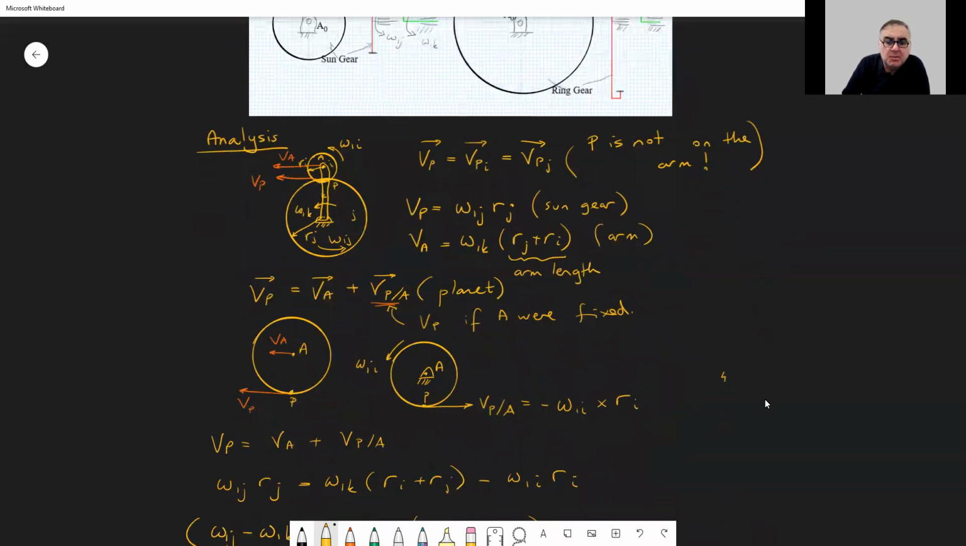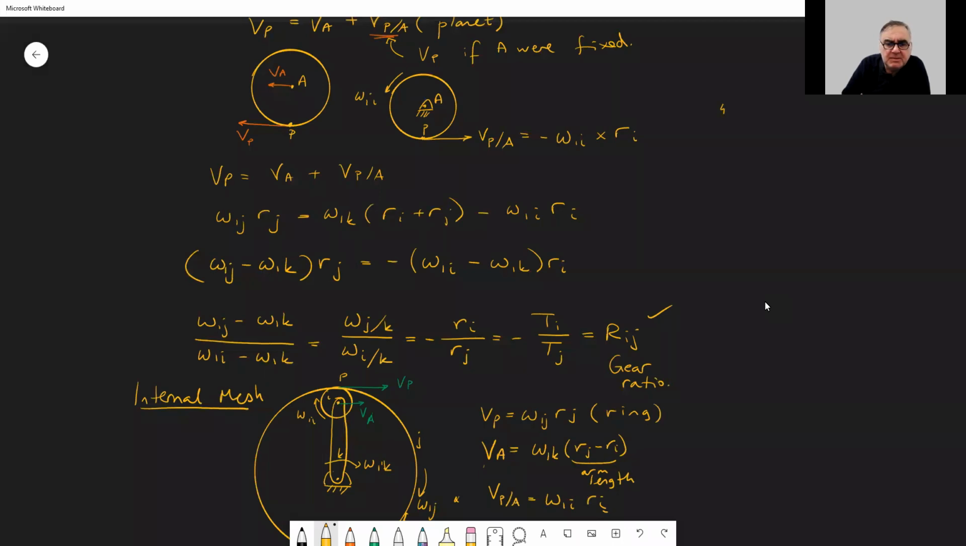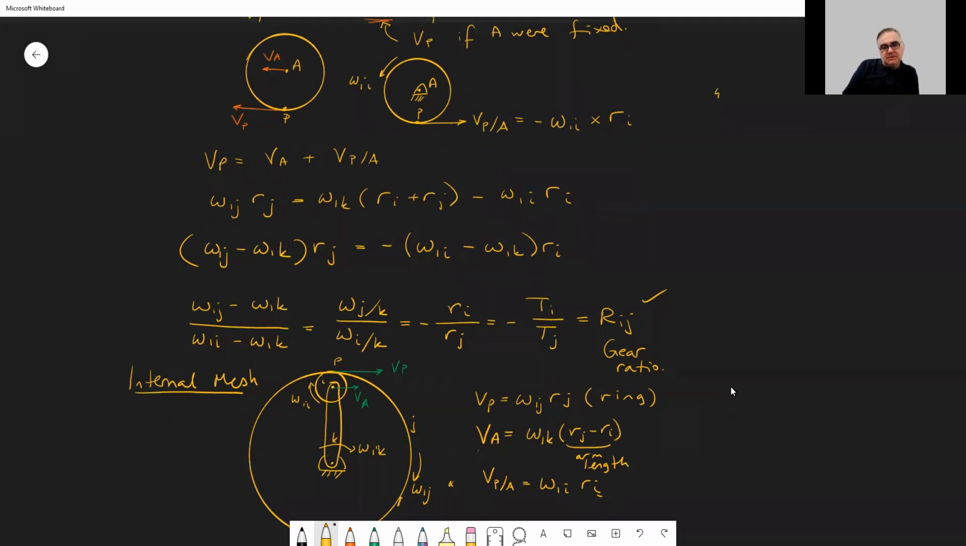That's an input. Anyway, when we analyze it, we find a similar relationship to the simple gears, only that the gear ratio, which is the ratio of the radiuses and also the ratio of the teeth, is equal to not the angular velocities only, but the relative angular velocities of the sun, and J is the sun gear, I is the planet gear. Their relative angular velocities, which means omega 1I minus omega 1K over omega 1J minus omega 1K is equal to the gear ratio, from which we can solve for our necessary unknown.